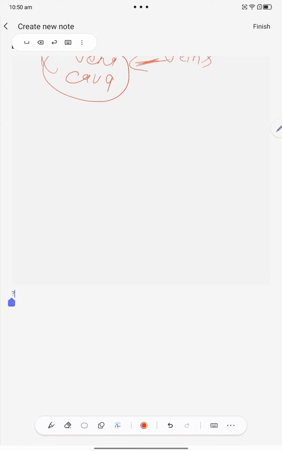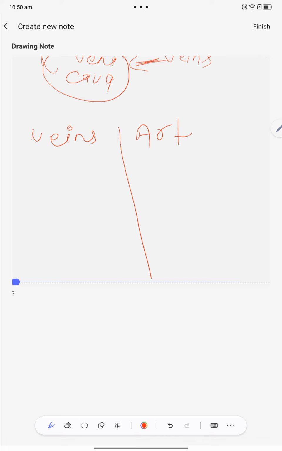That is, the difference between veins and artery.